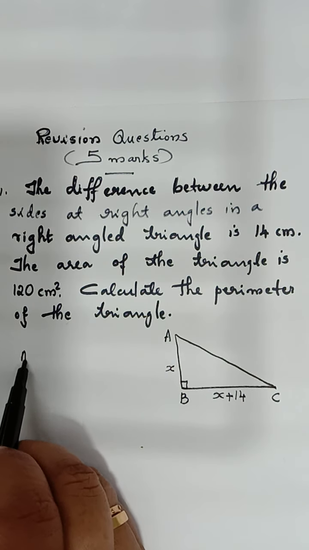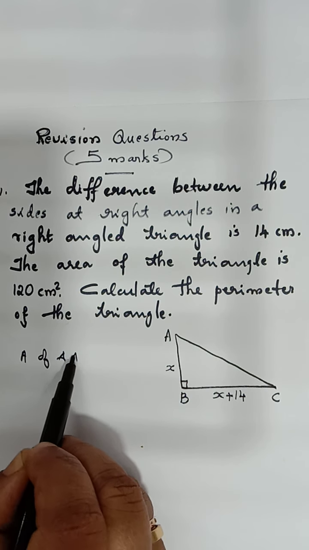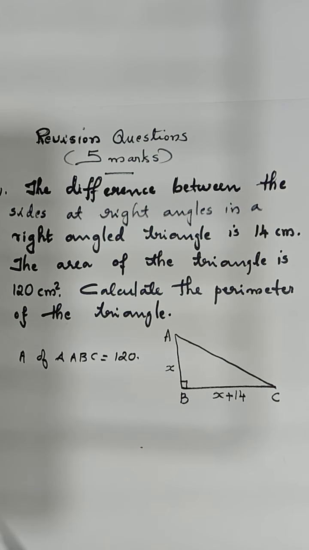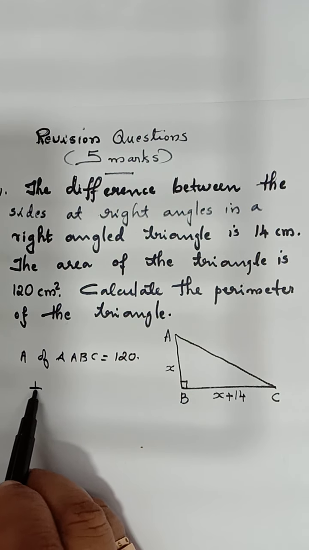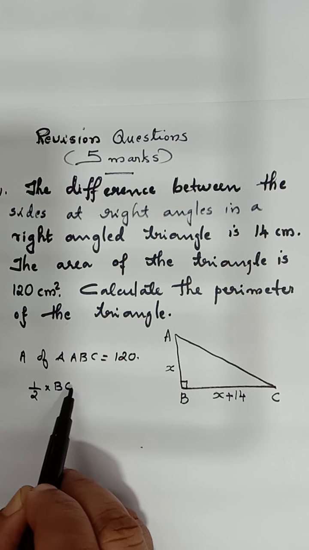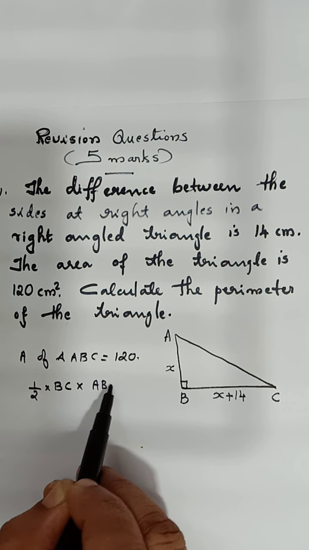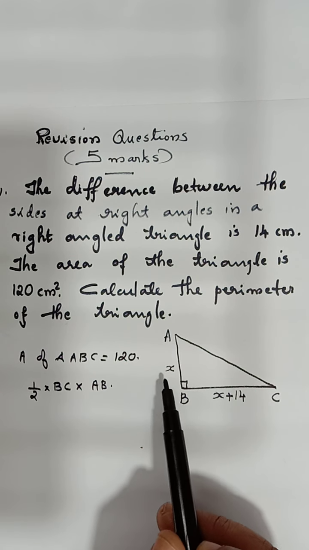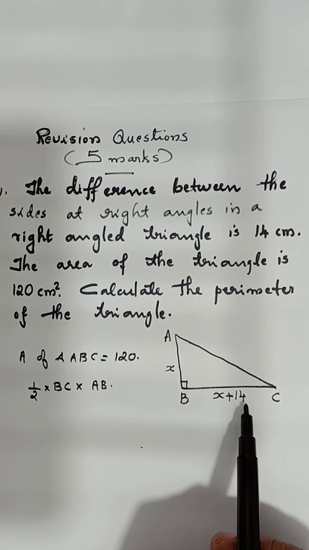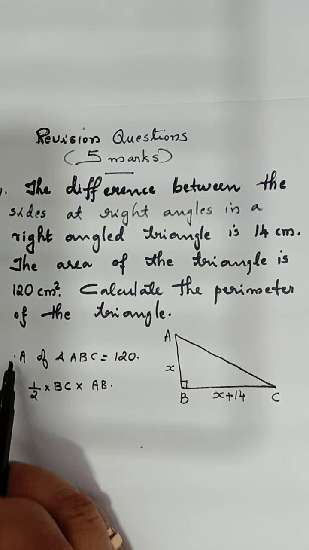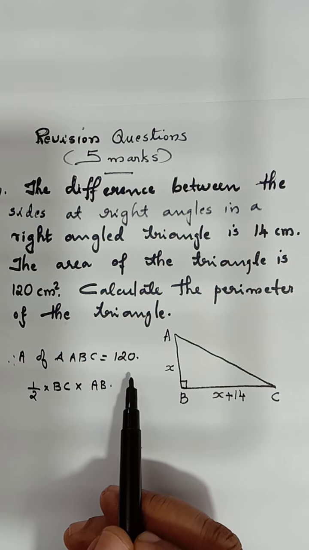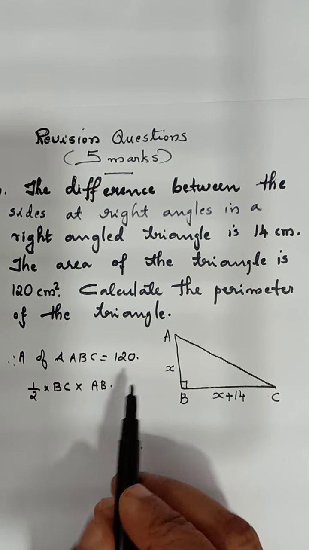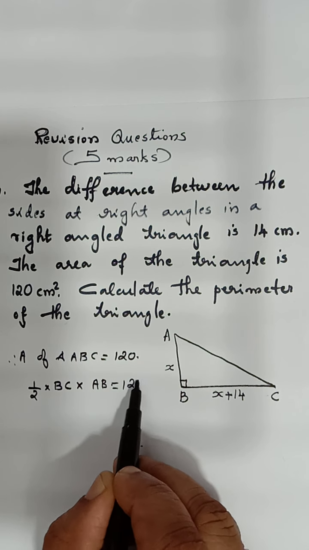So area of triangle ABC is given to us. That's equal to 120 cm square. That is half into base BC into height AB. First let us introduce the sides. Let AB be x units, BC be x plus 14 units. Therefore area of triangle ABC is equal to 120. That is, half into base BC into height AB is equal to 120.